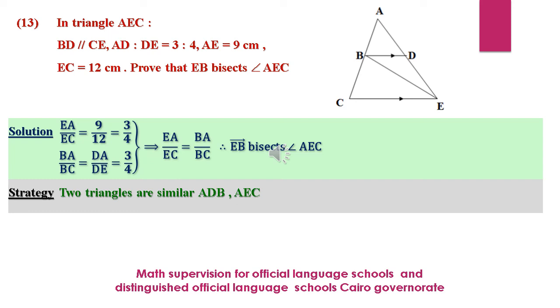AD and AE is the same ratio between AB and AC, which is the same ratio between BD and CE. So we can say that EA over EC equals 9 over 12, which is the same 3 to 4. And also the same ratio BA to BC. As a result, we get that EB bisects this angle AEC.